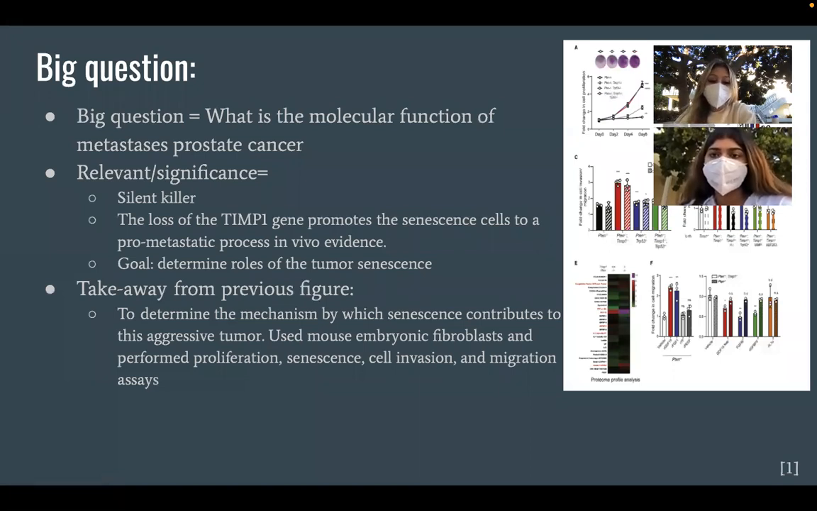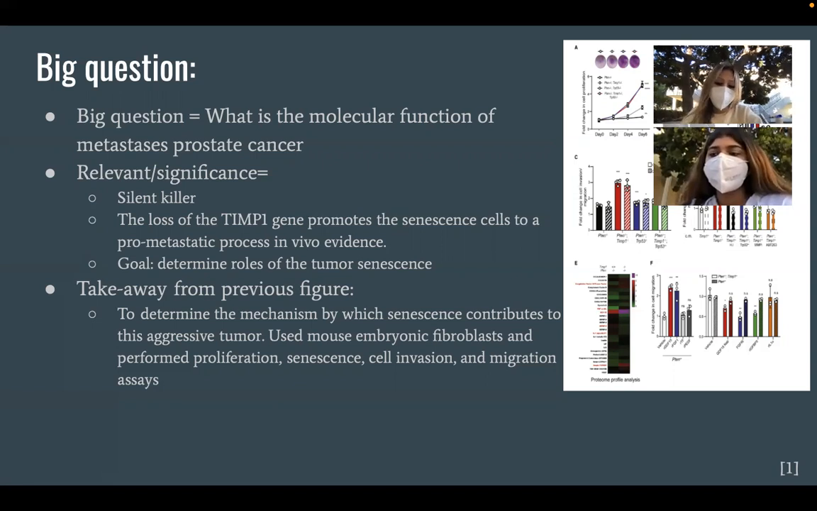Some of the relevance and significance we found was that it's a silent killer. Prostate cancer affects 1 out of 8 men, and not a whole lot of symptoms are shown until the cancer spreads and grows silently. It grows in the urinary glands from months to years. When the TIMP1 gene is removed from the mouse model, the pro-metastatic process proceeds to spread.